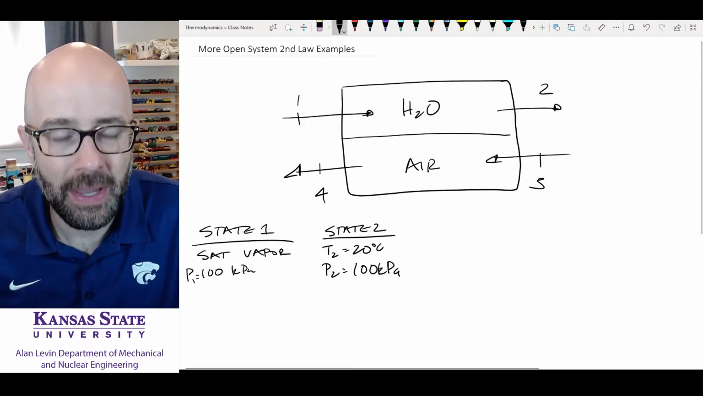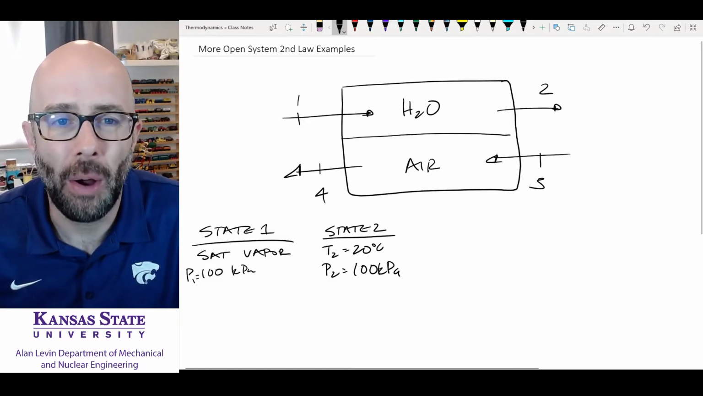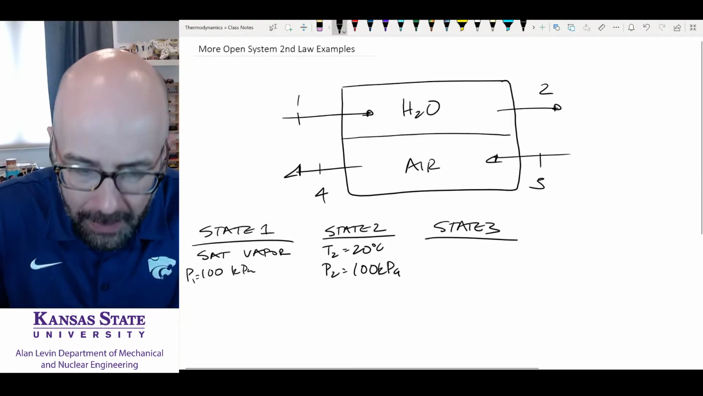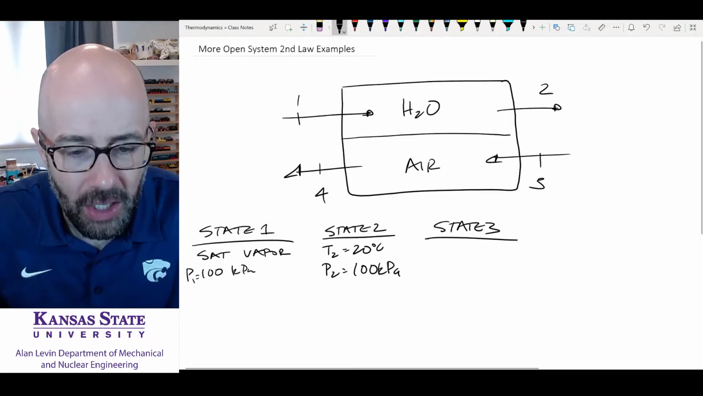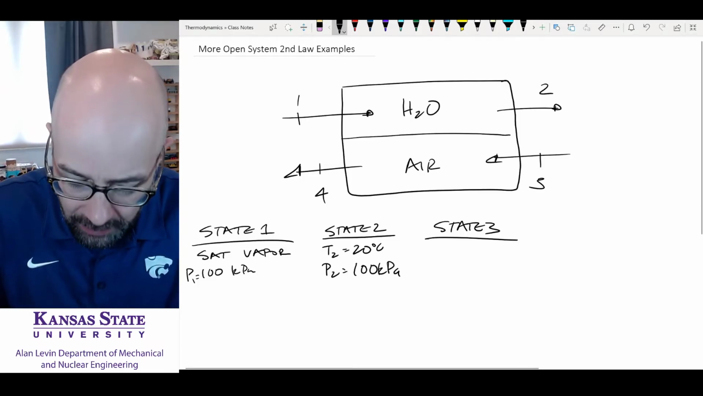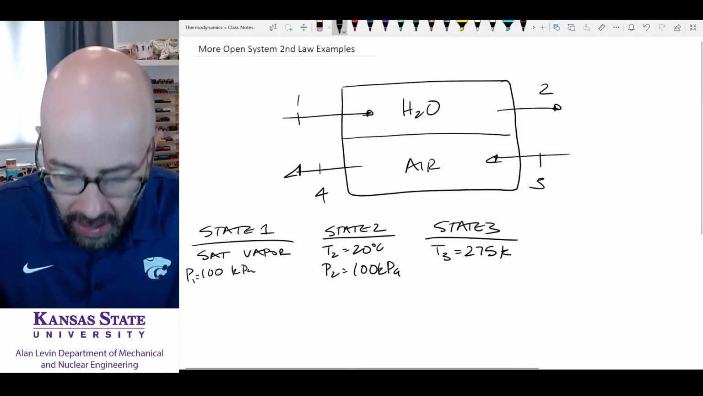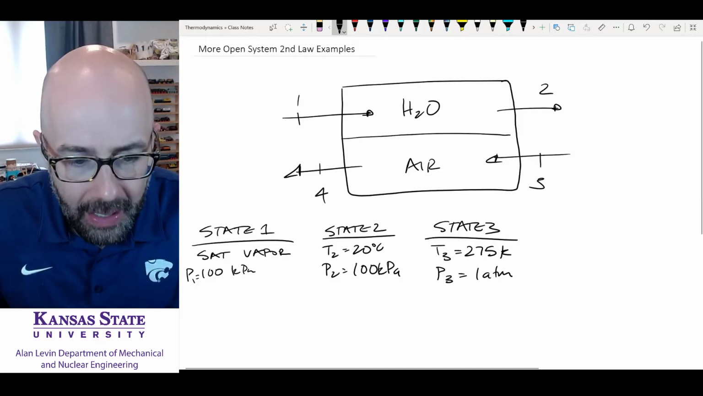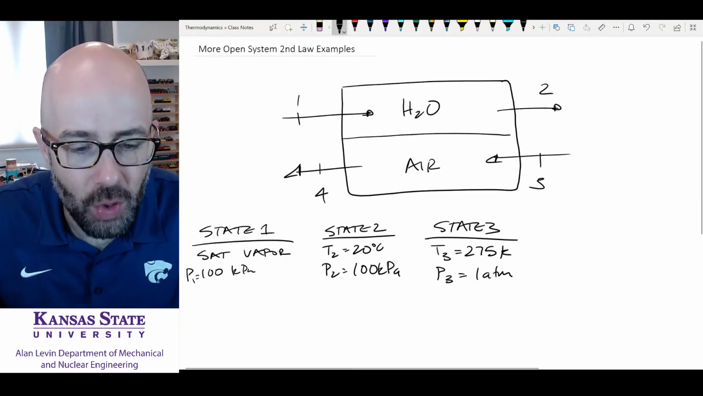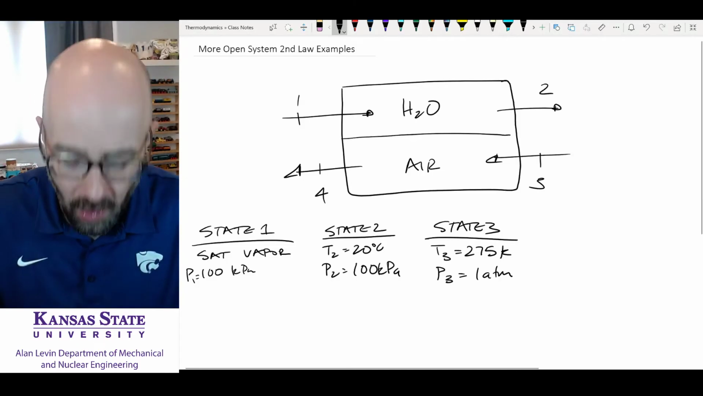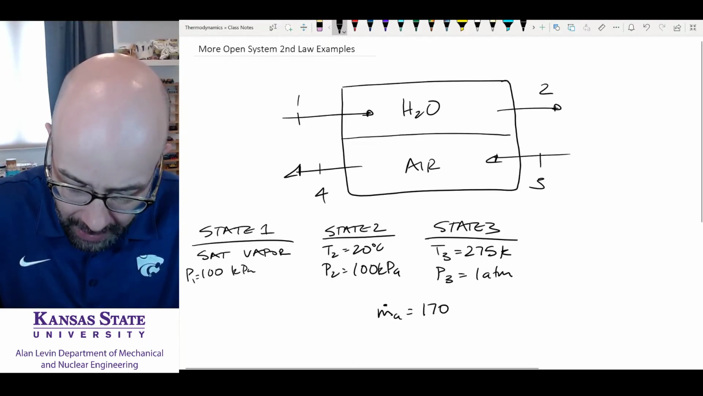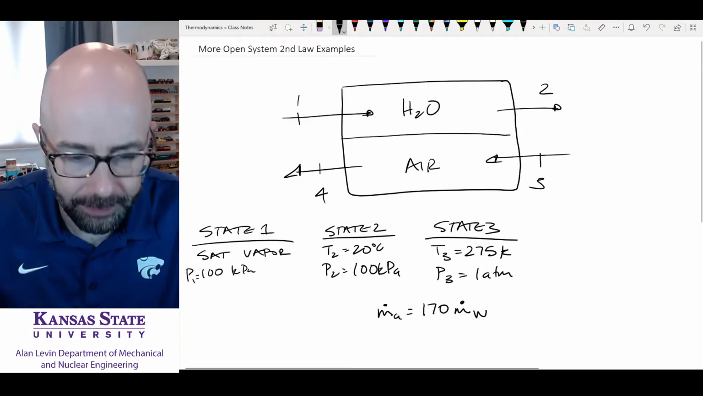Then it says ambient air. Ambient means the air from all around our surroundings. This is state 3. Ambient air enters at 275 Kelvin, so temperature 3 is equal to 275 Kelvin, and pressure 3 is equal to 1 atmosphere. The air mass flow rate is 170 times that of water. So the mass flow rate of air is equal to 170 times the mass flow rate of the water.